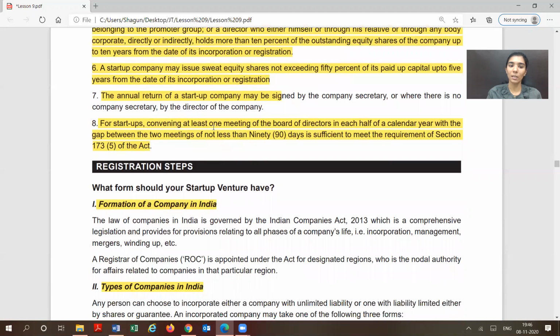Also for startups, convening at least one board meeting in each half of the calendar year, and the gap between two meetings should not be less than 90 days is sufficient to meet the requirements. जो meeting of the board and its power है, उसमें उन्हें हर half year में सिर्फ one board meeting held करनी है, and the gap between the two meetings shall not be of less than 90 days.